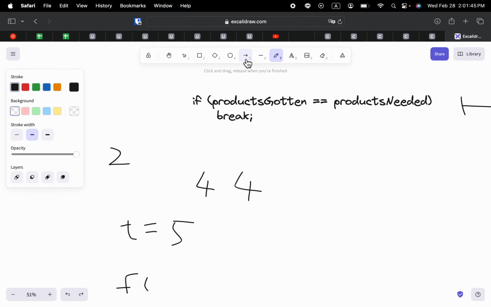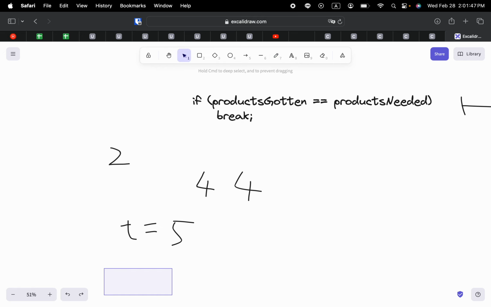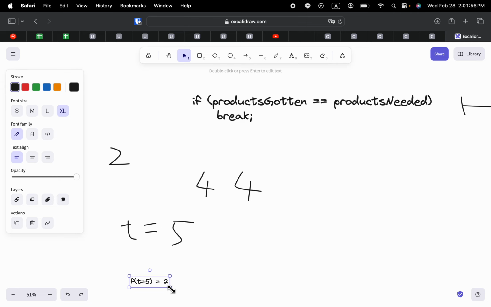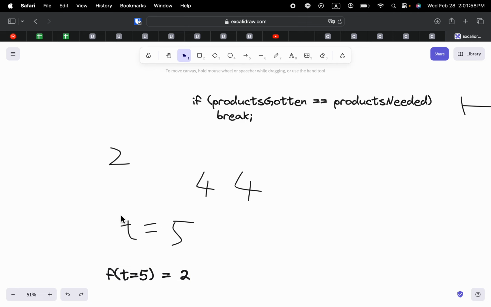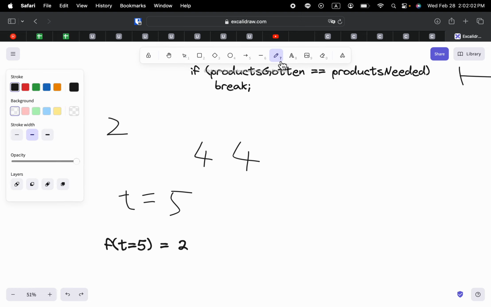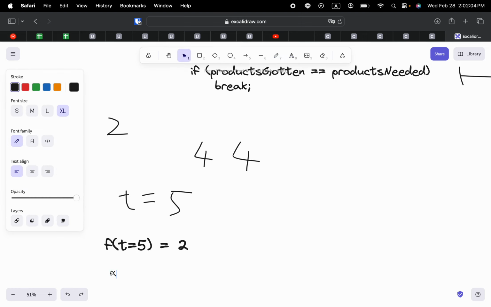I give up on this. I'm just going to use the text. So then you will get f(t=5) equals 2. You guys know why, right? But this will be wrong because you actually only need f(t=4) for it to equal 2.